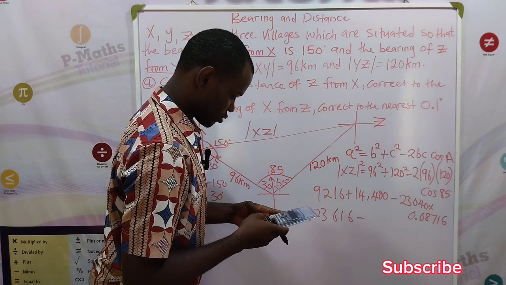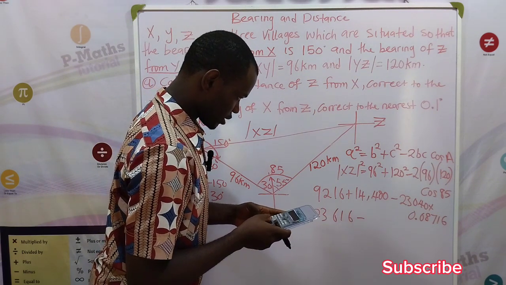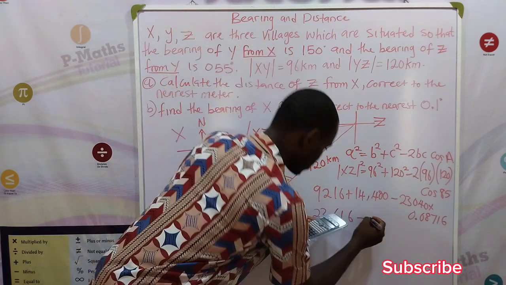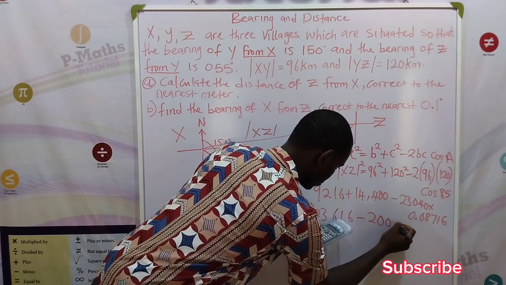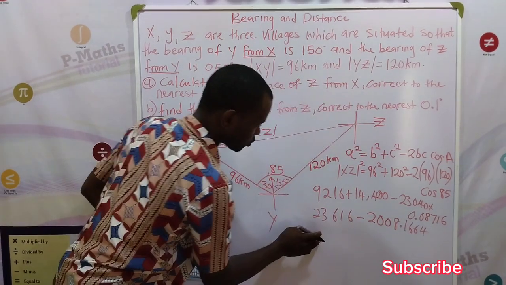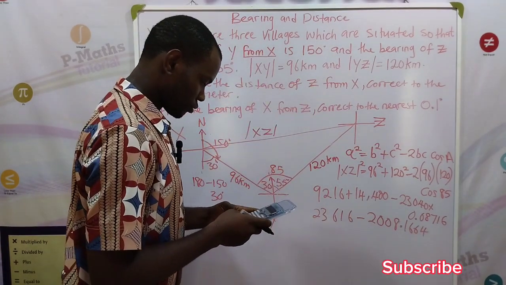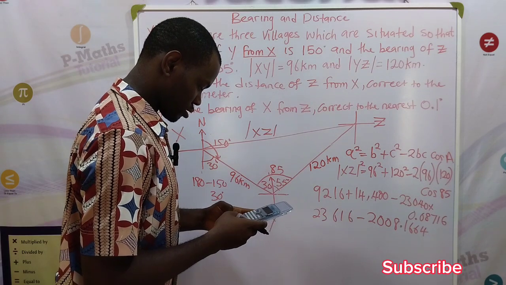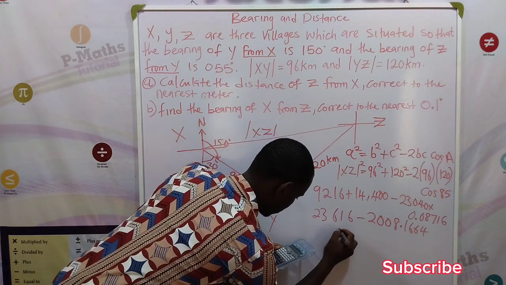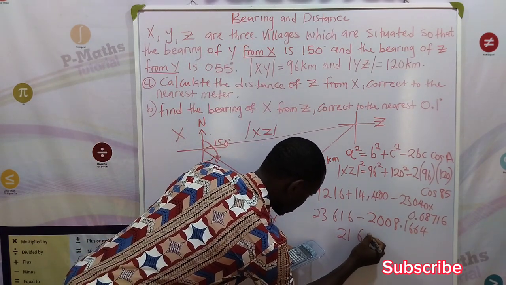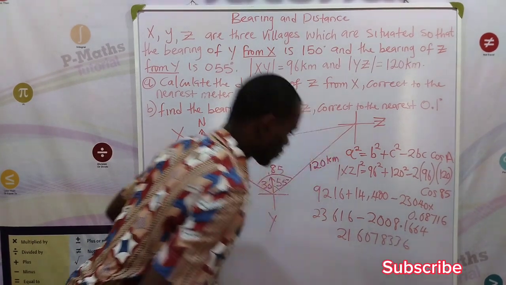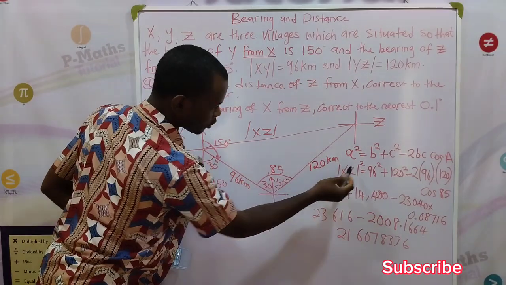23,040 times 0.08716. That gives me 2,008.1664. Then we subtract it from 23,616, and as the answer, that is giving me 21,607.8336. Then remember that we are looking for this distance.